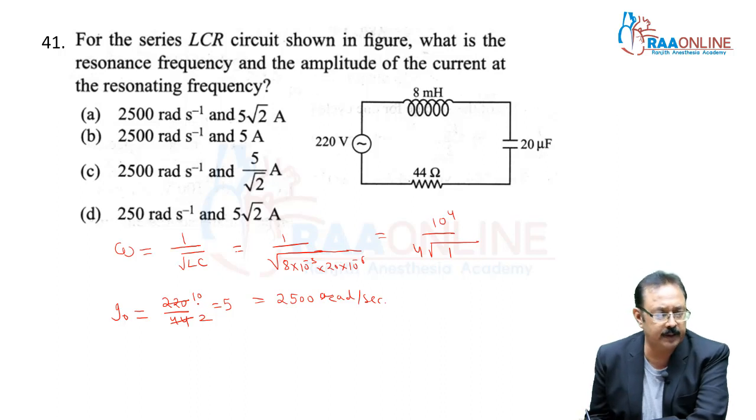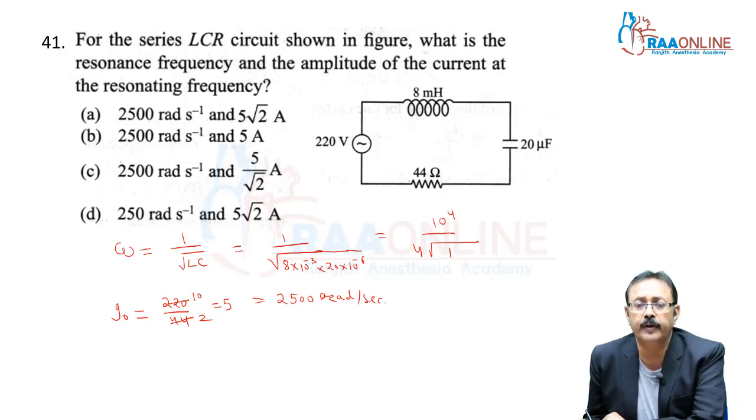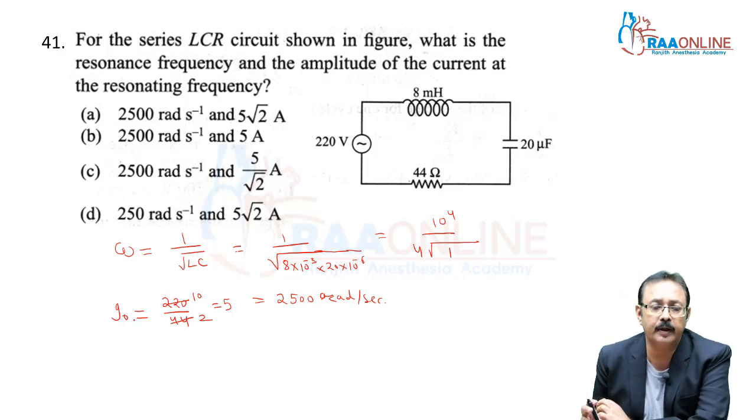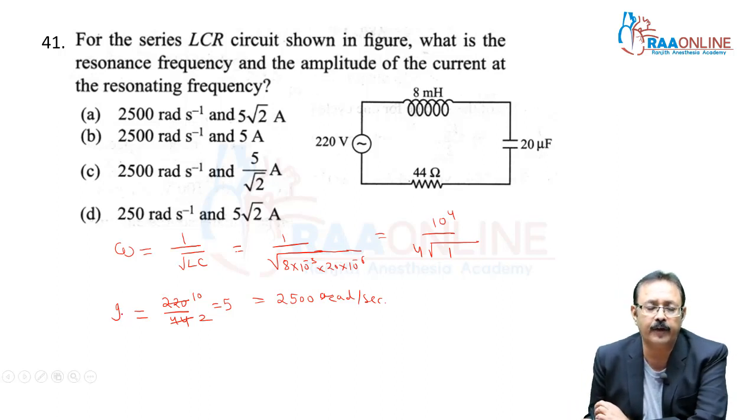So 2500 and peak value we are getting, but what they have given, I told you they are not talking about amplitude. So it should be RMS value. What value they will give you that is related to root mean square value? It is RMS value of voltage.